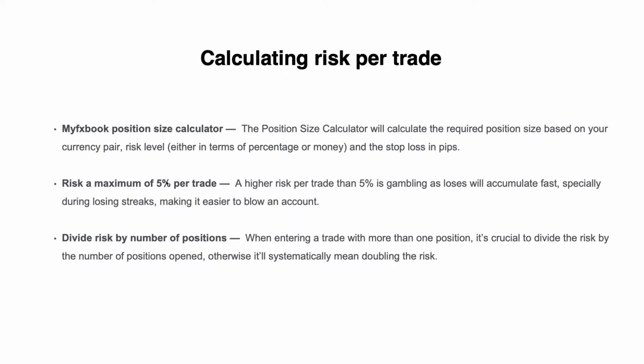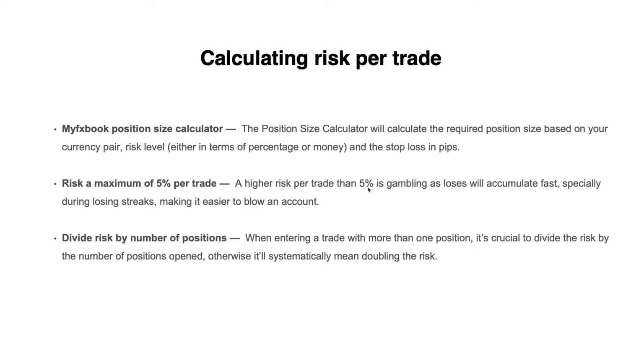It's not that we're recommending to risk 5%. It's just the maximum. You should not look above this, because a higher risk per trade than 5% is gambling, literally. Traders with experience, whether it's a few months or many years into the game, know these kinds of proportions. Just above 5% is ridiculous. It's gambling, because losses will accumulate very fast, especially during losing streaks, making it really easy to blow an account.